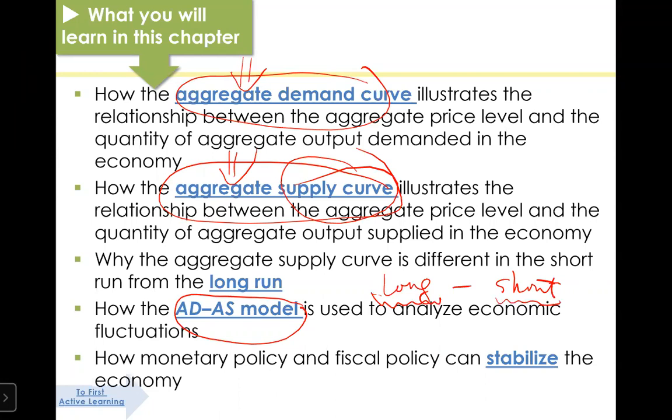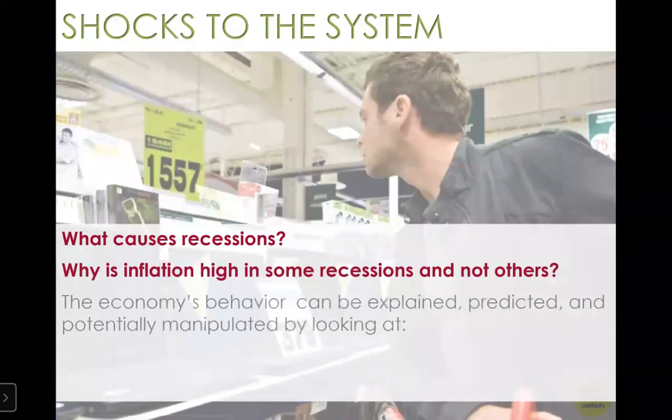And after we understand this aggregate demand and aggregate supply model, we are ready to understand how monetary policy and fiscal policy can stabilize the economy. And this naturally leads us to the final module, in which we are going to look at monetary policy and fiscal policy in detail. Okay? So this is the roadmap of this chapter. Now let's start with aggregate demand.